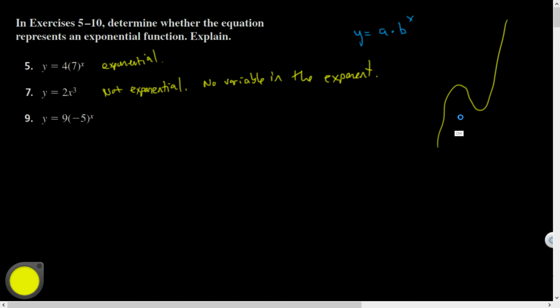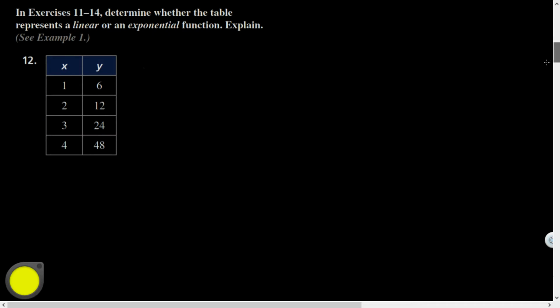So anyways, this next one, question 9, notice the variable is in the exponent. This is exponential. So that's just a matter of, can you recognize an exponential function based on its equation? And I think we did okay. Here, let's take a look at this. Determine whether the table represents a linear or an exponential function.